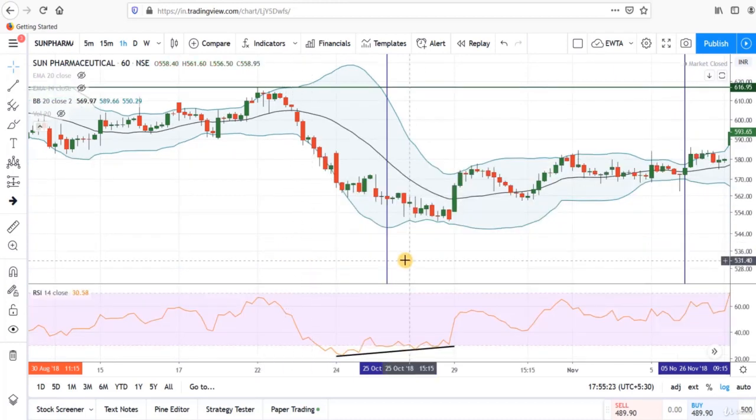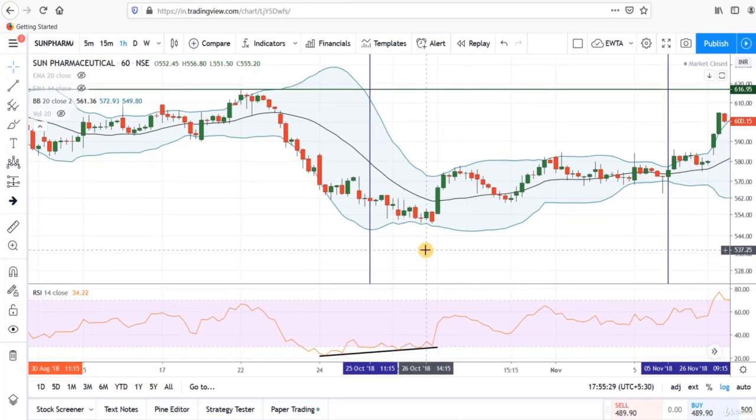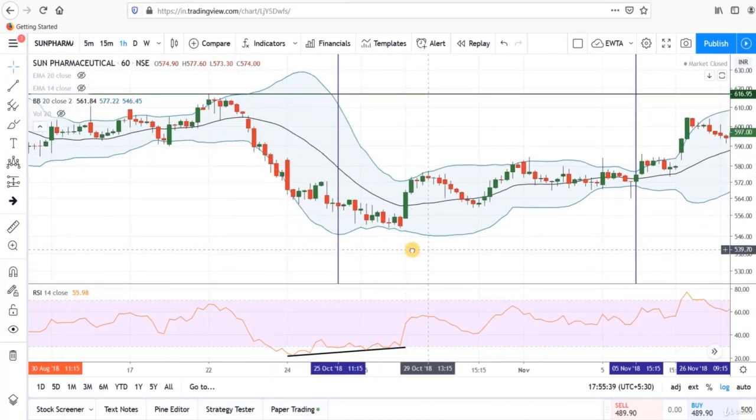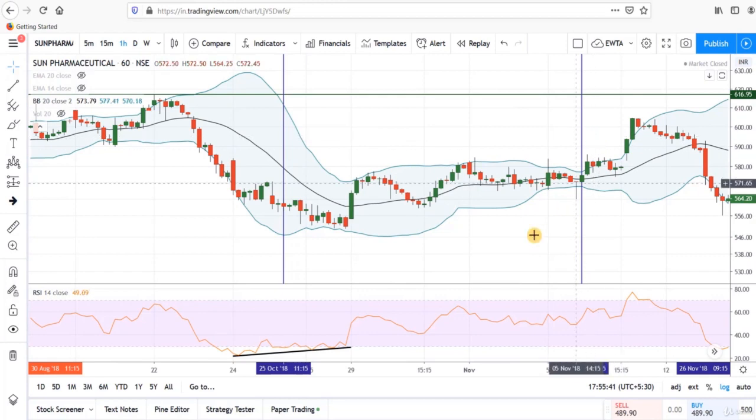And if we add RSI here, you can see RSI is giving a positive divergence. So it is a signal of decreasing volatility, and momentum is also decreasing. That's why you can see after this down move, there is an up move in the prices.